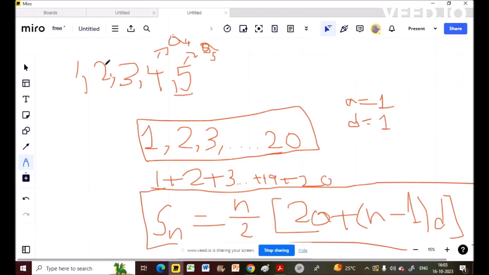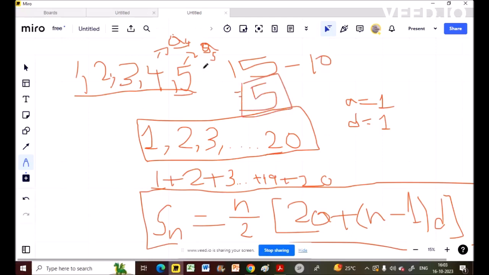So they are telling the sum of the first 5 terms. If we subtract the sum of the first 4 terms from it, we will get the nth term, meaning the 5th term. For example, the sum of the first 5 terms is 15. 15 minus 10, right? 1 plus 2 plus 3 plus 4 is 10. We'll be getting 5, right?